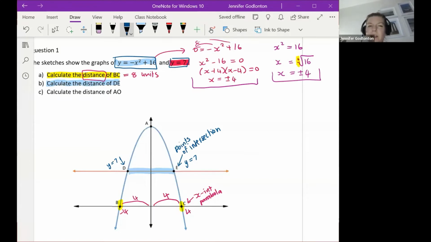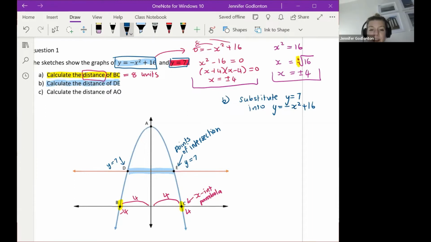So if it was a more complicated equation, we'd be able to find our way. But now we know that our y value is 7, which means we can substitute, this is for B, we can substitute y is equal to 7 into y is equal to negative x squared plus 16. So I want you to give that a go. I want you to see if you can find your x values. Remember that everything will be symmetrical around your y-axis. That might help you a little bit. And let's see how this goes. So you're going to substitute the idea that y is equal to 7 into that equation.